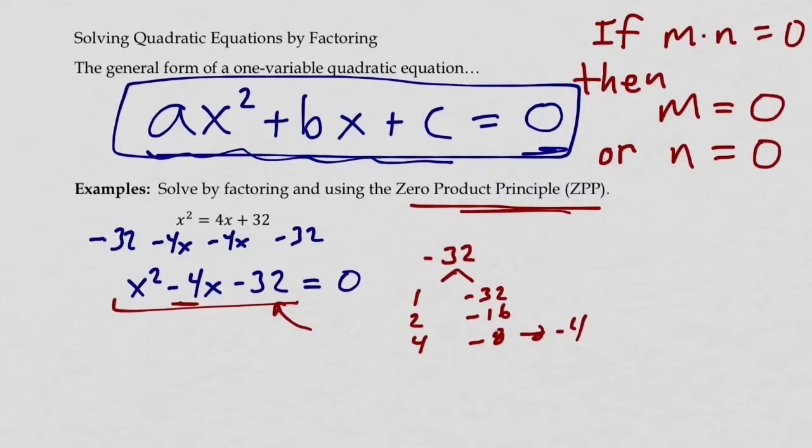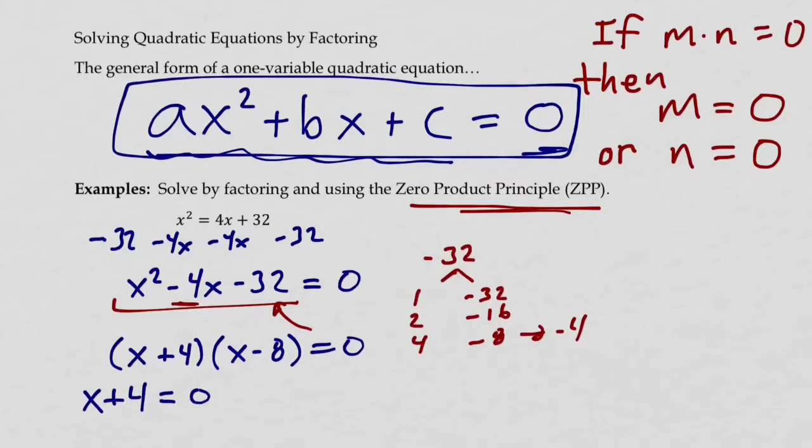So the trinomial factors as x plus 4 times x minus 8. And so we have those two factors on one side of the equation and 0 on the other. And again, what the zero product principle tells us is that I can take each of those factors and set them equal to 0 to create simpler equations. So either x plus 4 has to equal 0, or x minus 8 has to equal 0.